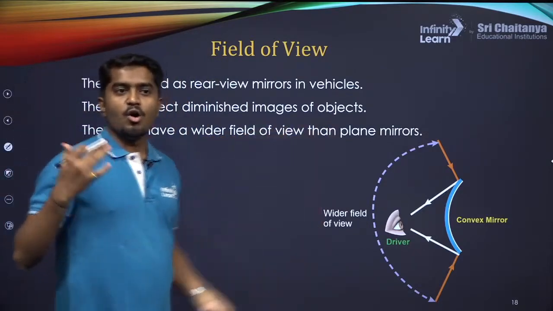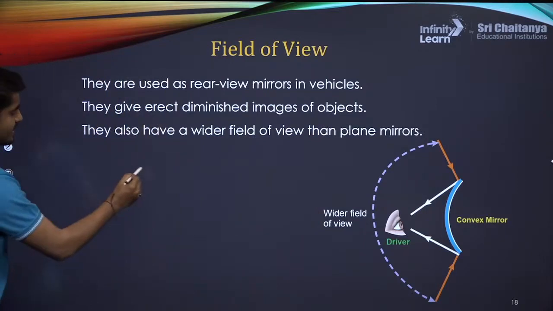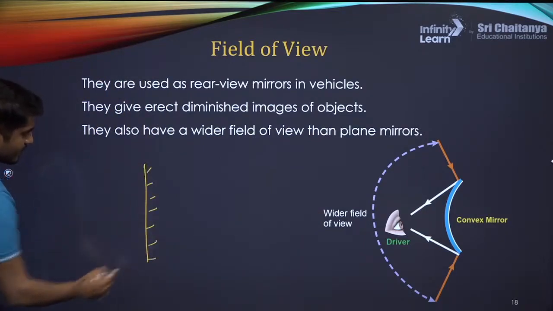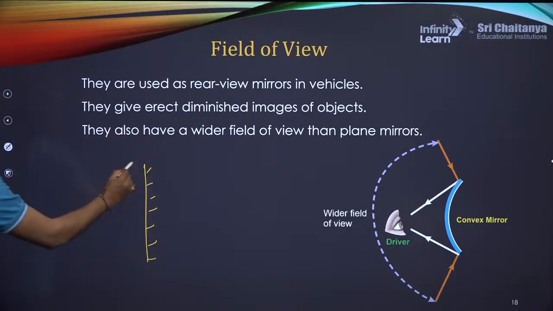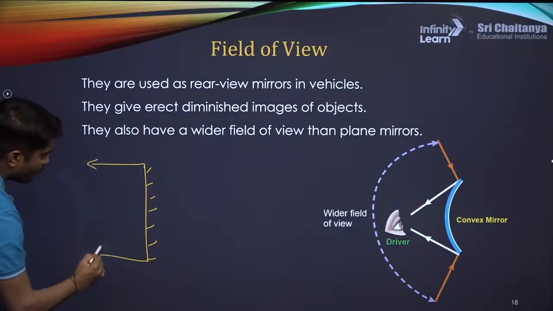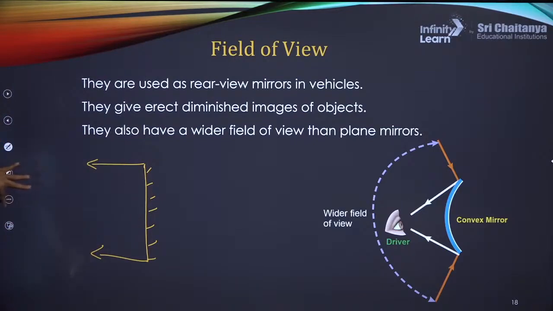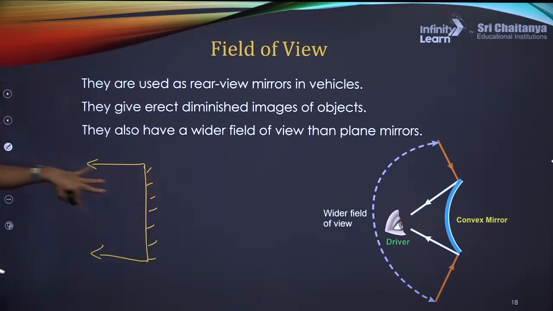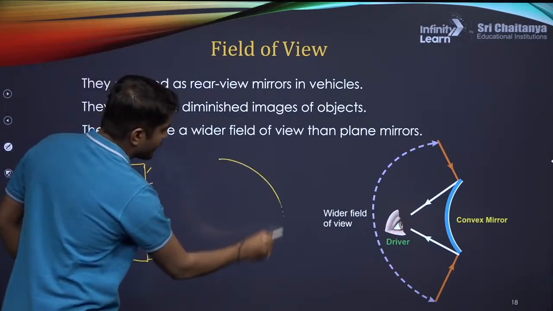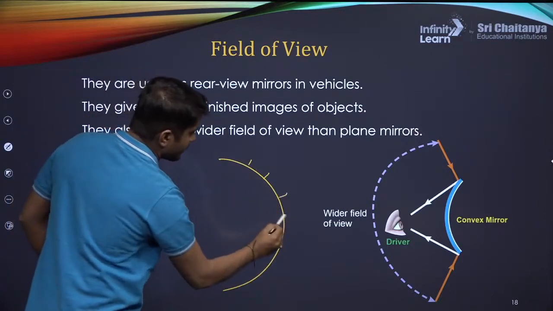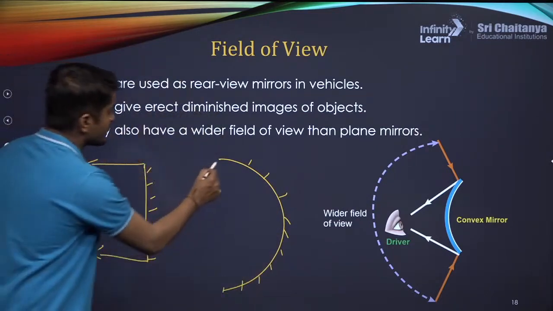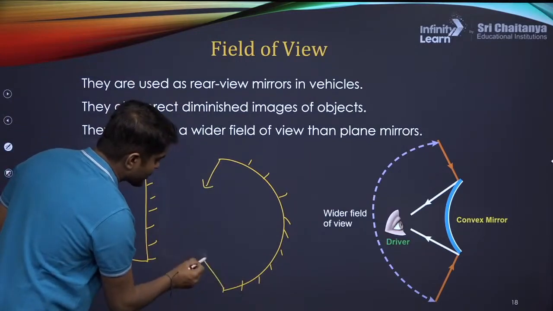Yes, okay, I'll tell you the field of view for different mirrors. If this is a plane mirror, in that plane mirror this would be the field of view. So you can see the object only when it is in front of the mirror. If you have a concave mirror, this one will have an even smaller field of view. So it will have only this much field of view.